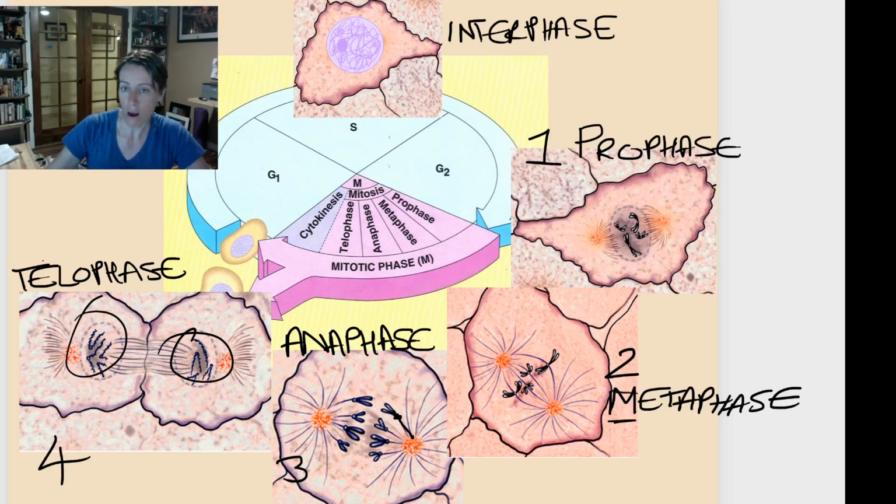So those are a description of the stages of mitosis and the things you need to look for at each phase. Very simple, nothing more detailed than that. Just look for those hallmarks that we just talked about.